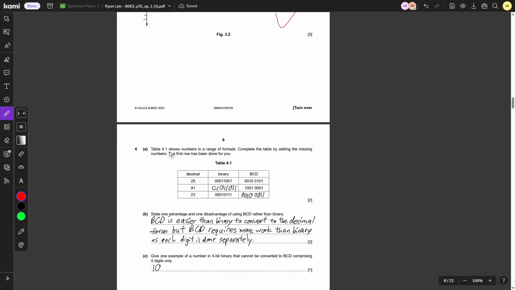Table shows numbers. Oh, okay. Decimal is 91 and convert to binary. Oh, okay. So I'm going to use the calculator to do this.